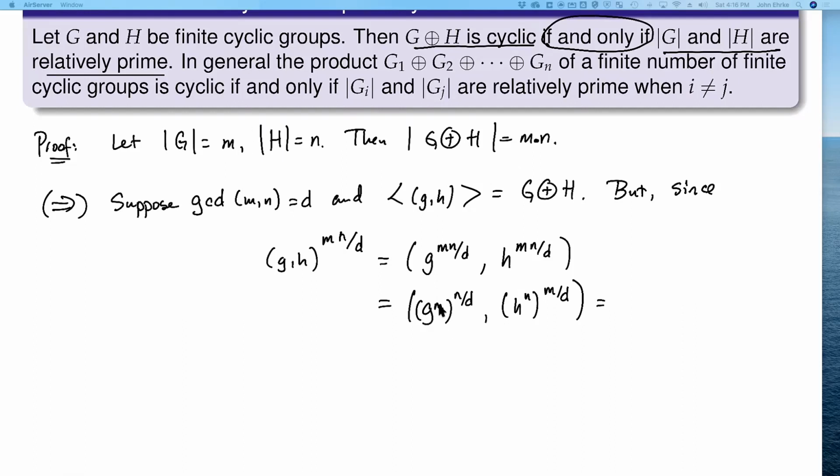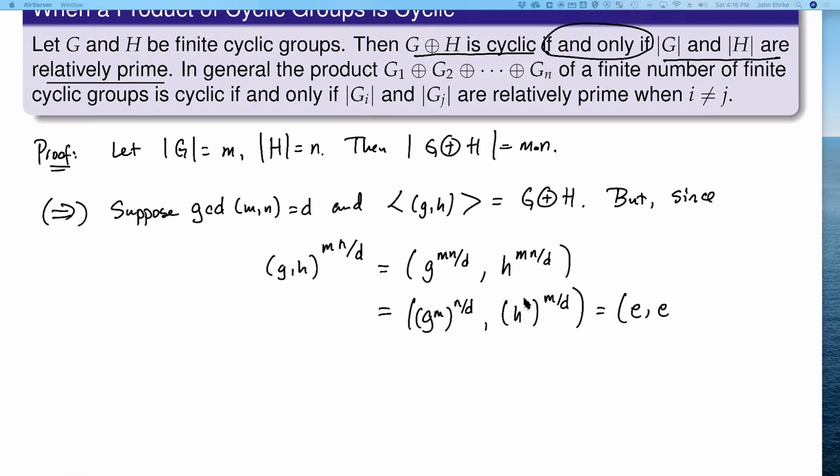So G to the M is E, and H to the N, right here, since the cyclic subgroup generated by H, capital H here, has order N, H to the N would also be E. So that tells me that MN divided by D is equal to EE. So what this says is that MN, which is the order of the direct product, has to be less than or equal to this power here.